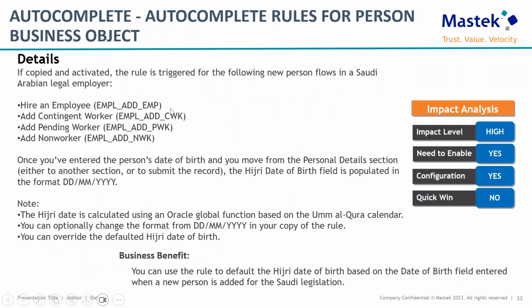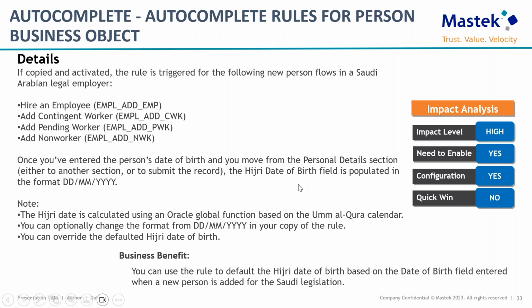If copied and activated, this rule is triggered for the following new person flows in Saudi Arabia legal employers: hire, add contingent worker, pending worker, and non-worker, as we have already discussed. Once you have entered the person's date of birth and you move from the personal details section to another section or to submit the record, each date of birth field is populated in DD/MM/YYYY format, and this can also be changed as per your requirement. The format can be changed.